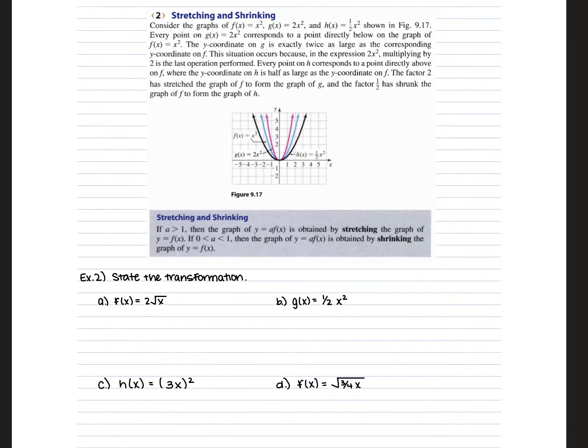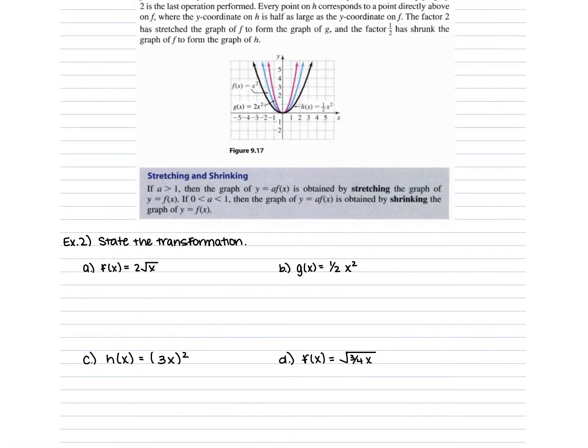The next type of transformation that we're going to be looking at is stretching and shrinking. We call this a stretch or a compression. This happens either vertically or horizontally. If it's happening vertically, it's happening outside or in front of the brackets, the x squared, the absolute value bars, the parentheses. Again, it's in front of those.